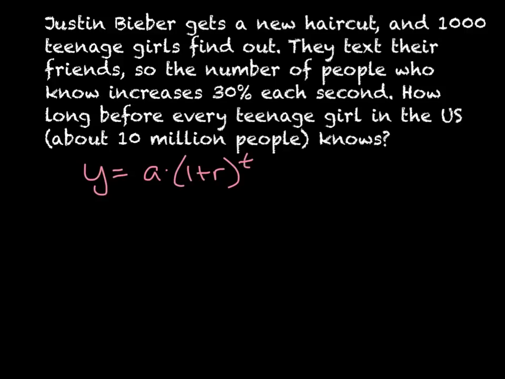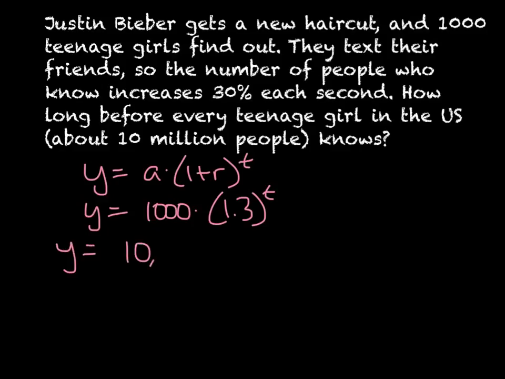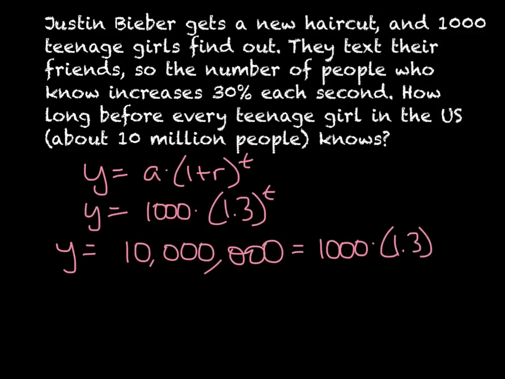So we have that a equals 1,000 and r equals 0.3. So y equals 1,000 times 1.3 to the power of t. And we want to know how long before y equals 10 million. So we'll set that equal to 1,000 times 1.3 to the t. Divide by 1,000 on both sides. So 10,000 equals 1.3 to the t.